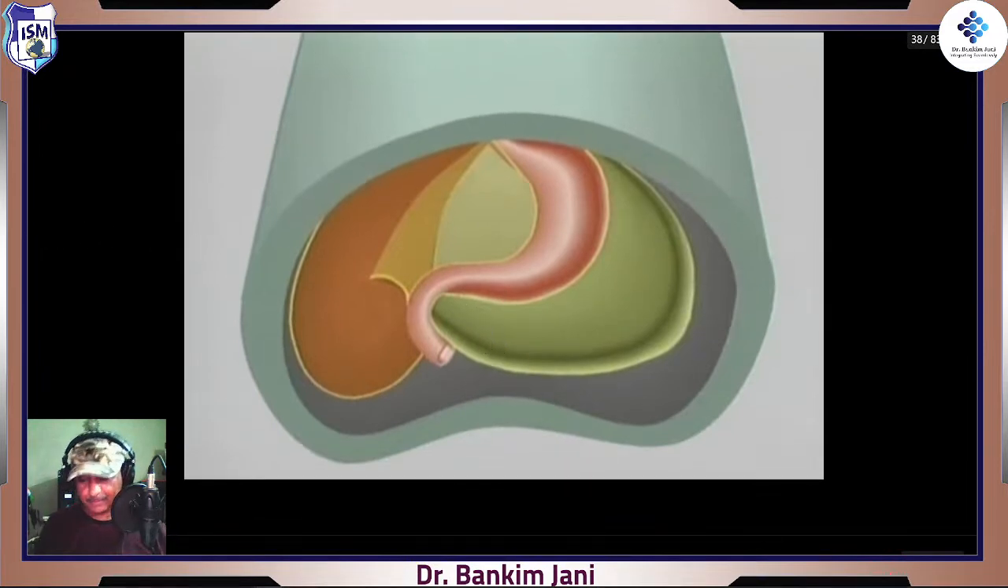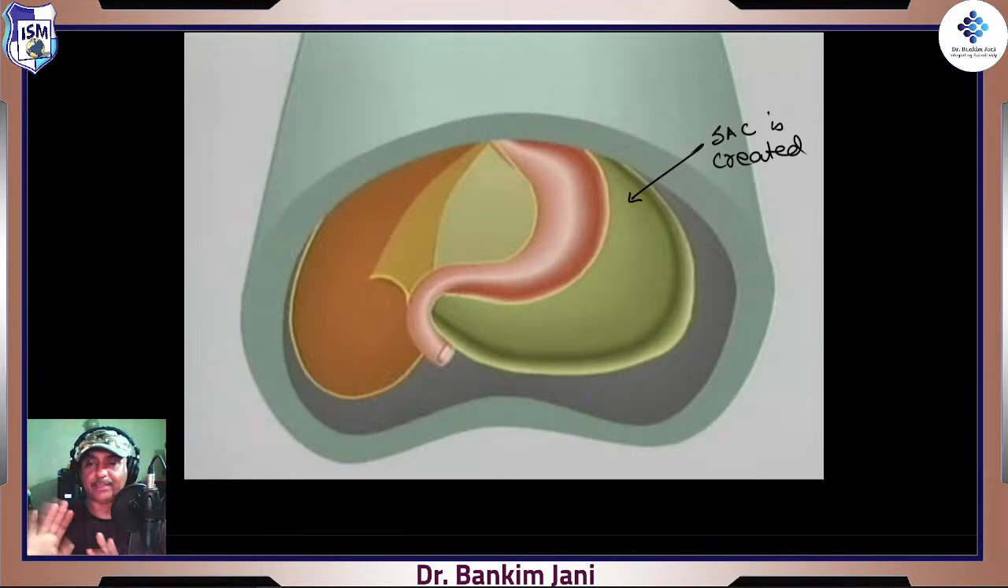So when it folds upon itself, a sac is created. Because if there is a free margin, then a sac cannot be created, right? But it folds upon itself, and that's the greater omentum. This is where the greater omentum will develop, which will keep on growing below.